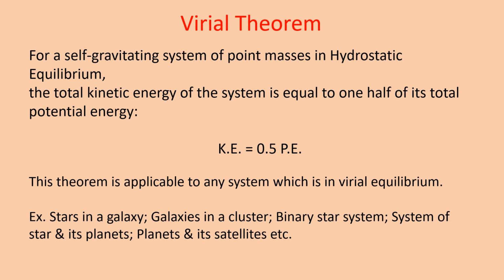This virial theorem provides a general equation that relates the time average of the total kinetic energy, which is equal to half of the potential energy of the system. So, every discrete particle system which obeys this virial theorem is in virial equilibrium. For example, a star in a galaxy, galaxies in a cluster, planets and their satellites. These are all in virial equilibrium and follow the virial theorem.